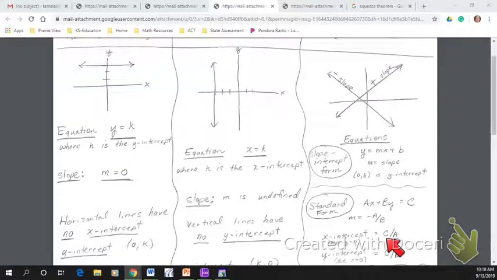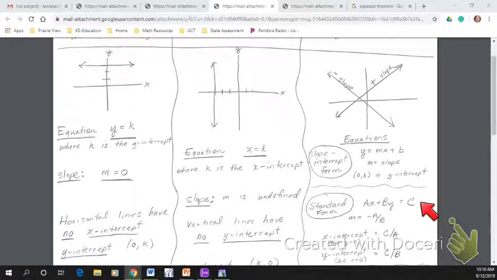X-intercept is simply c divided by a. Because if you want to know the x-intercept, you're going to let y be 0. And if you let y be 0, guess what happens to this term underneath the arrows? It disappears. And what are you left with? If you solve for the x-intercept, it's going to be c over a. And if you solve for the y-intercept, it'll end up being c over b.